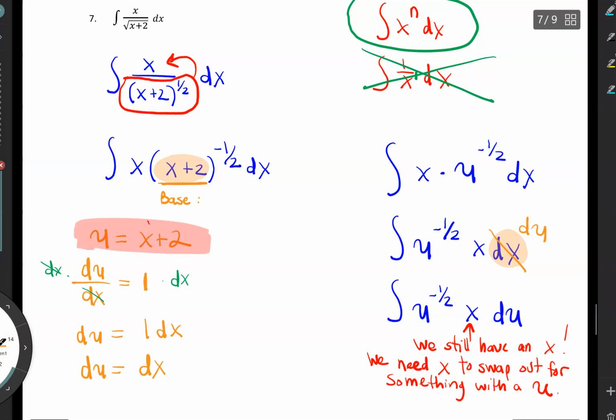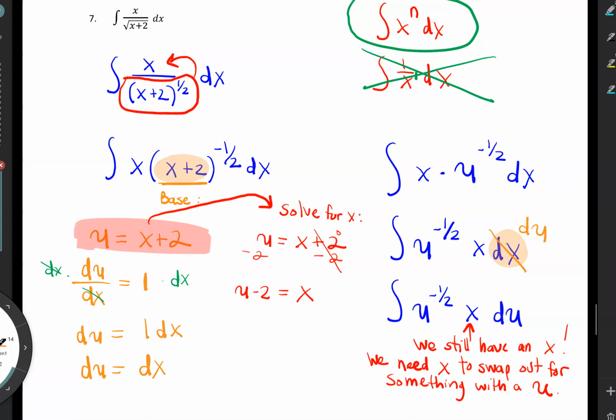So what we're going to do is take that and solve for x. I'm going to take that u equals x plus 2 and isolate the x. I'll just subtract the 2 on both sides. So u minus 2 is equal to x. So now whenever I see an x, I can swap it for a u minus 2. So now when I see this x here, I can swap it for a u minus 2, and then I'll have just u's.